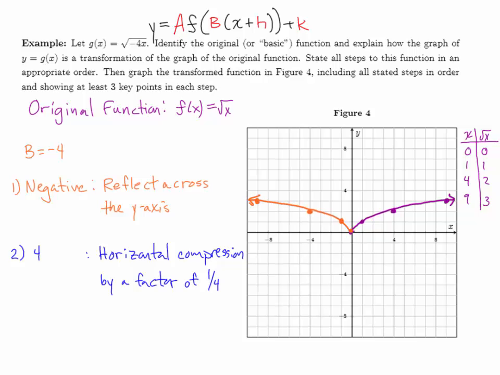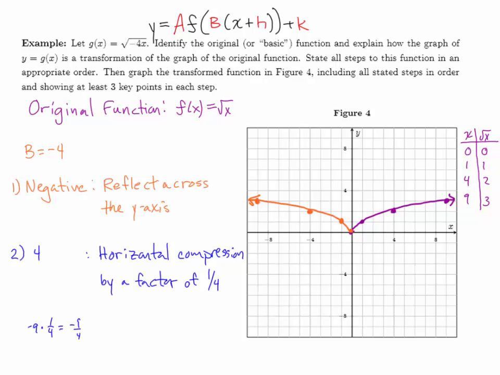Now we can apply that second step. We have stated here that it's a horizontal compression by a factor of 1/4. What that means is that every x value will be multiplied by the factor 1/4. The y values will stay the same. If we look at these points, we see that this first step has the point negative 9, 3. If we're multiplying that x value by 1/4, let me just write that out real quick. We're taking negative 9 times 1/4, and that'll be negative 9/4, or negative 2.25 if we're thinking of it in decimal.